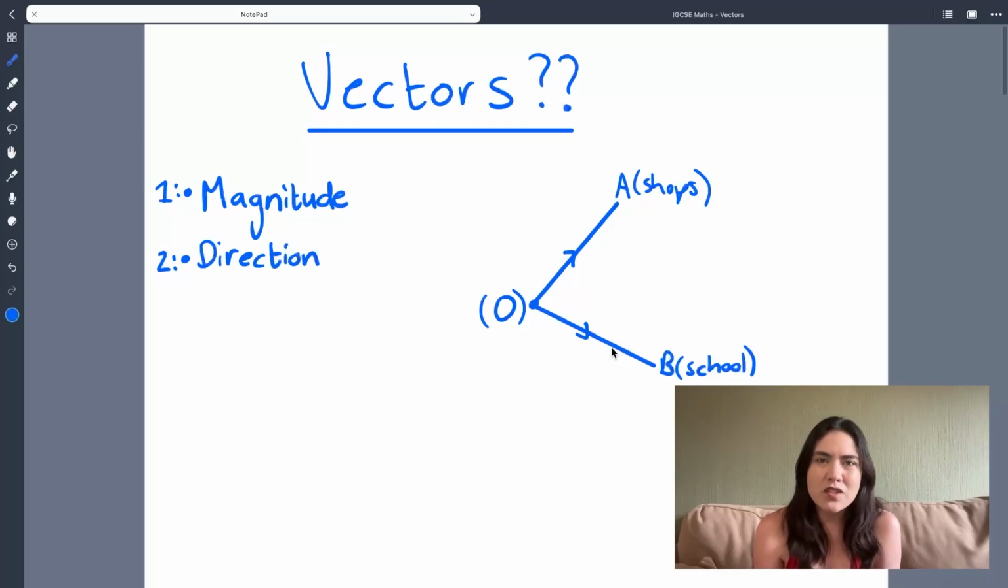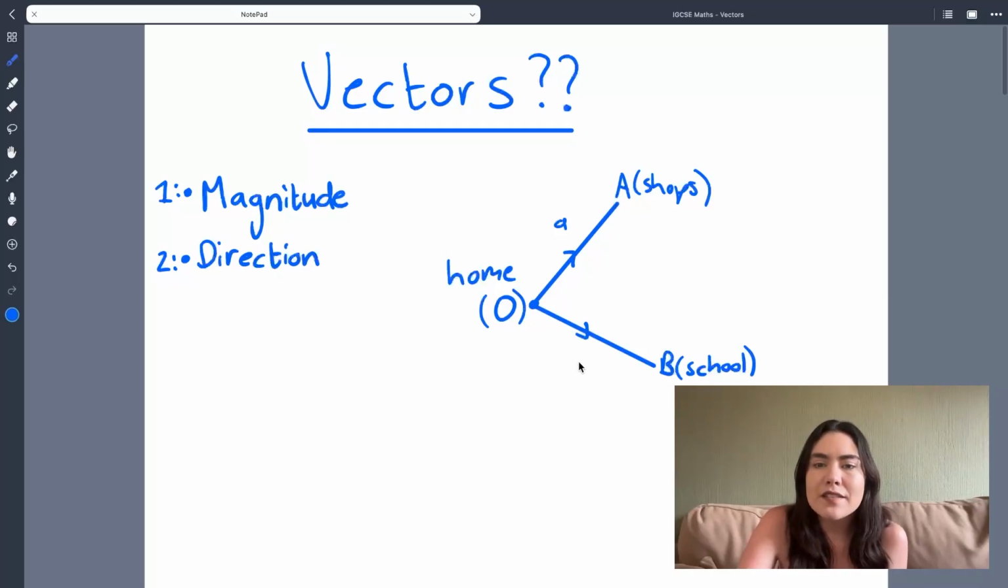So it's like a set of instructions. A vector is basically telling you how to get somewhere. In the example that I've given here, we have O, which I call home or the origin. Now let's say we want to go from home to the shops. Home to the shops can be represented by the magnitude of A. That letter represents a number. That could be 10 kilometers, 50 meters. It depends on how far you live from the shops. But it is in the direction of A. Home to shops is in the positive direction.